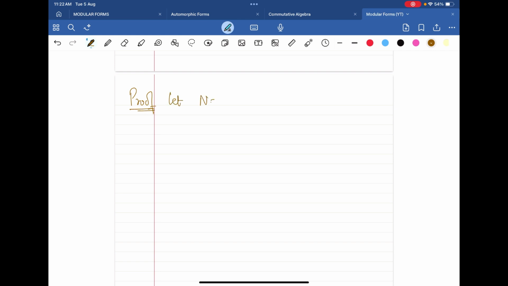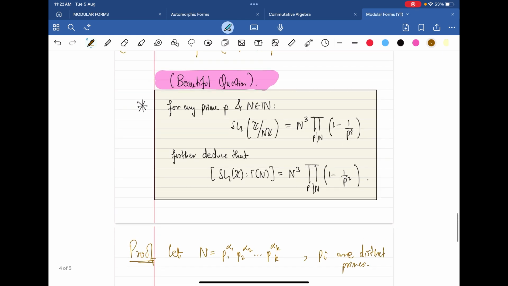So let n be a natural number, and by unique factorization we can write it as n equals p1 to the alpha 1 times up to pk to the alpha k, where the pi's are distinct primes and the alpha i's are positive, or you can say non-negative, integers. Now again there is an index, right?